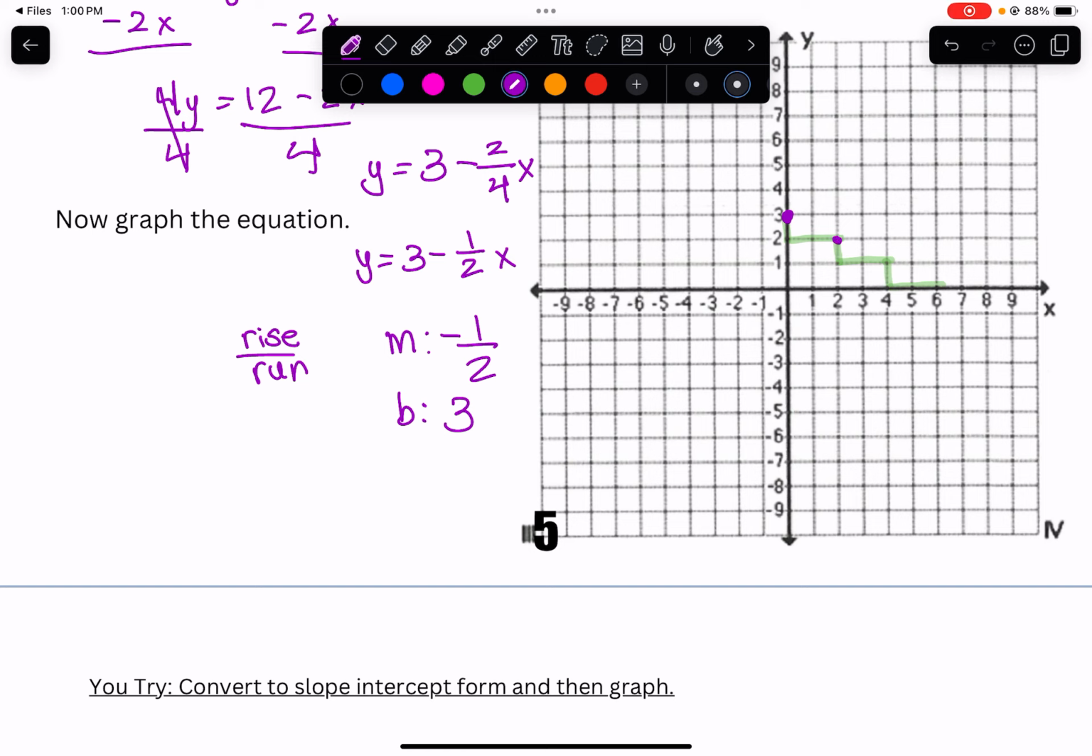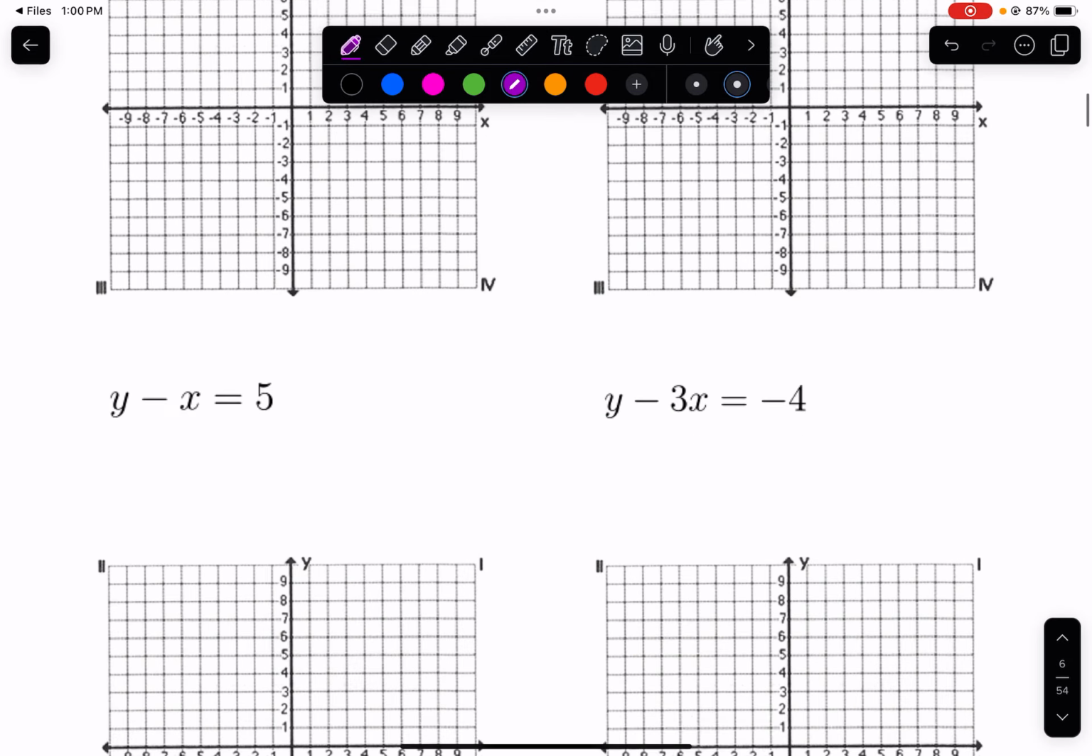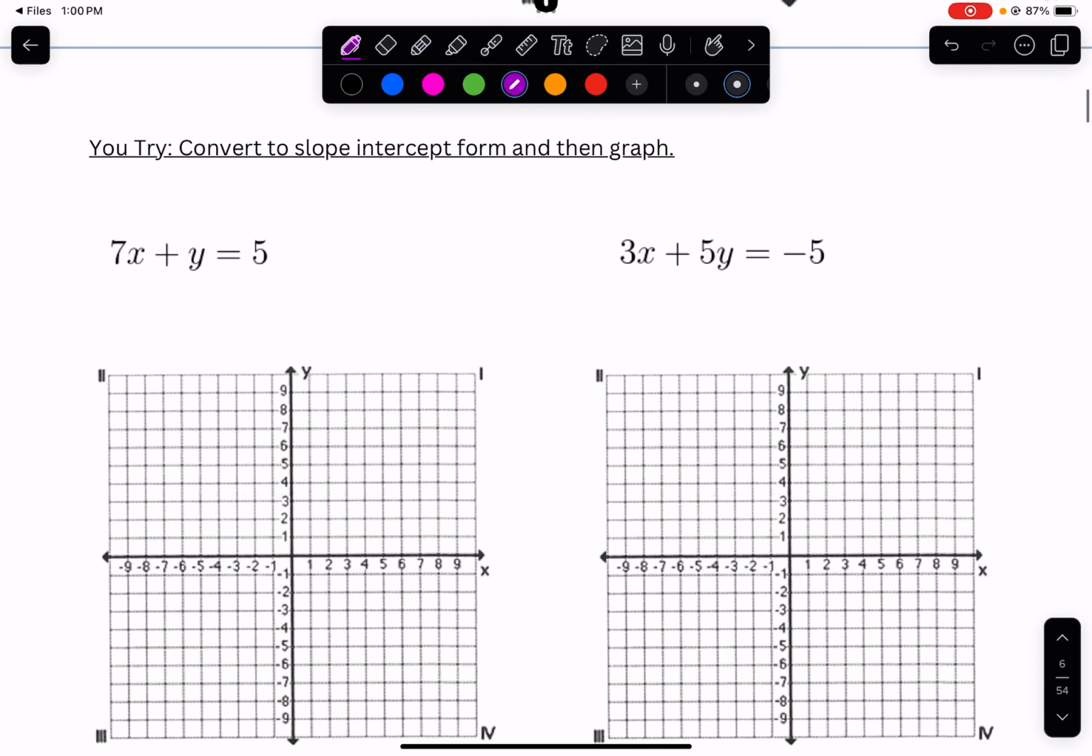So sometimes you will end up with a slope that is a fraction, and that just changes how much you're going to be running. Instead of moving over 1, you might have to move over a different number. So y is equal to 3 minus 1/2 x. So here are some for you guys to try before going on to your homework.